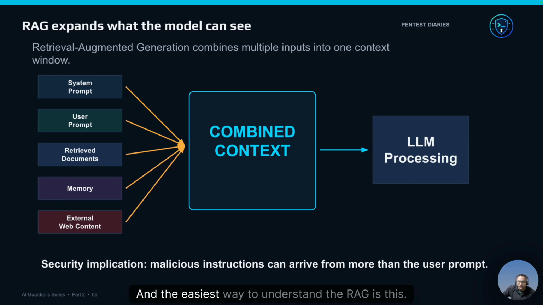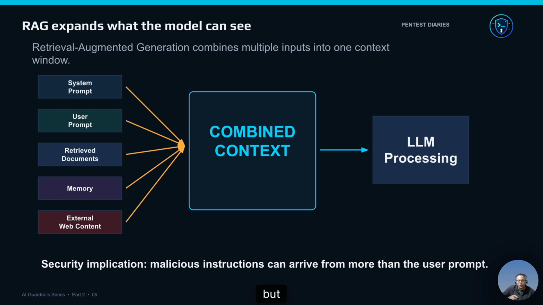And the easiest way to understand RAG is this. Instead of asking the language model to answer only from what is already known, we give it additional information at runtime. For example, imagine asking an enterprise assistant, what is our company remote working policy? Instead of hoping the model already knows the answer, the application searches an internal knowledge base, retrieves the relevant policy document, and gives that information to the model.